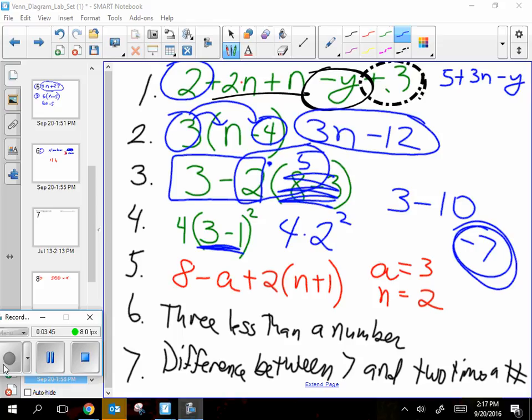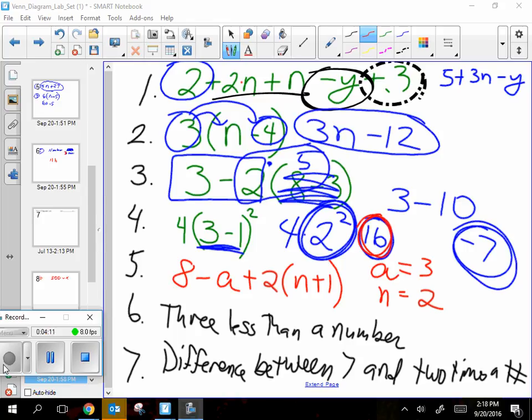P stands for parentheses. E is exponents. That's the one I got to do next. So 2 squared is 4, and 4 times 4 is 16. Final answer, 16. That was a tricky one. I bet I fooled a lot of you on that one. Who had 16? Ooh. All right. 2 people got it right.